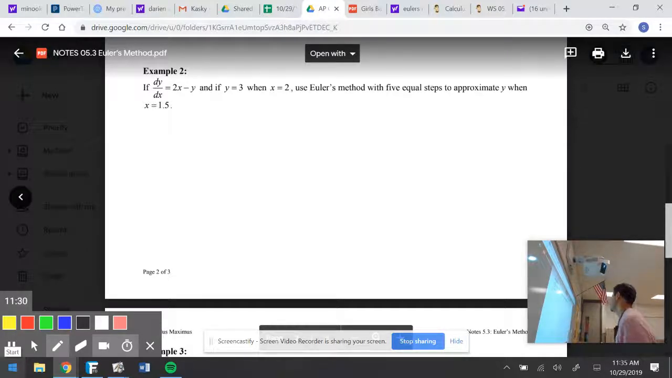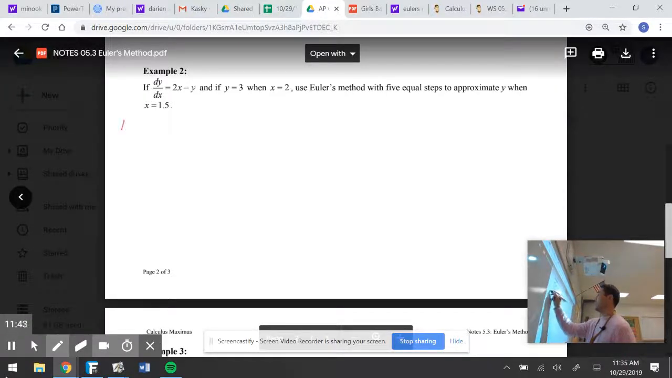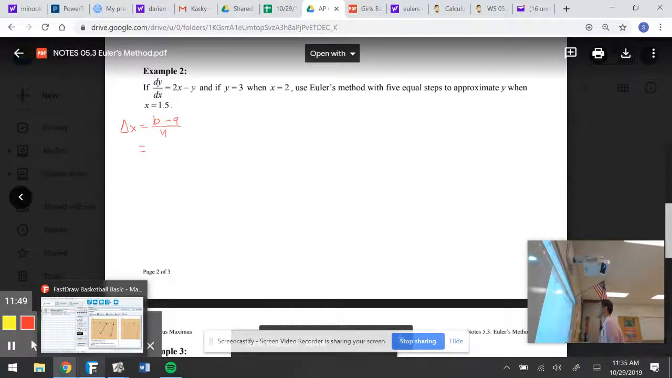All right, here we go. Example 2. Use Euler's method. Oh, snap, 5 steps. Are you serious? I'm going to get it started. It's your job to make sure you finish it on your own, okay? So Euler's method, let's get it started. I'm going to have to know what my change in x is. How do I find my change in x? It's b minus a all over the number of steps. So what's b and what's a? Where am I starting at?